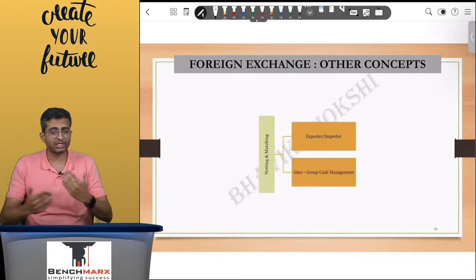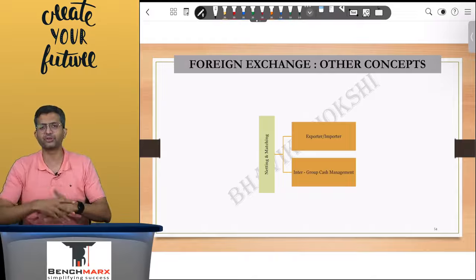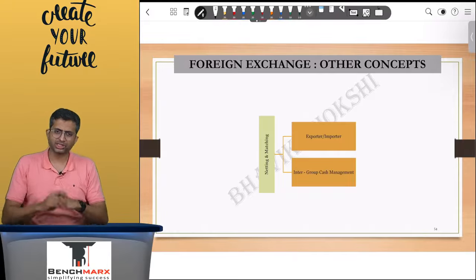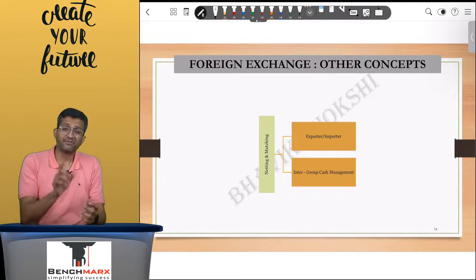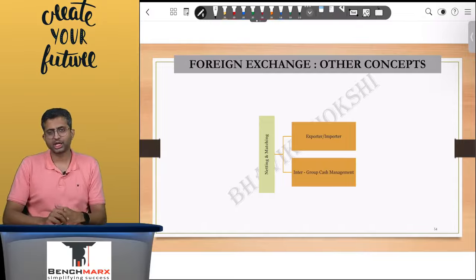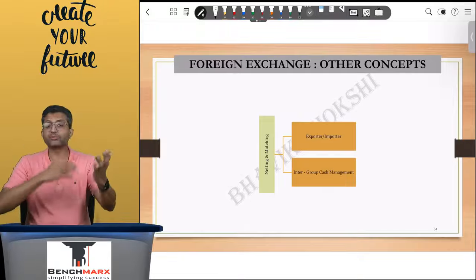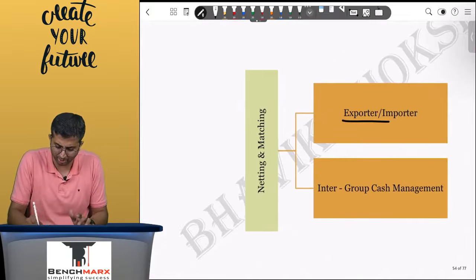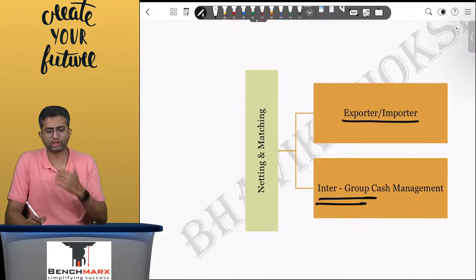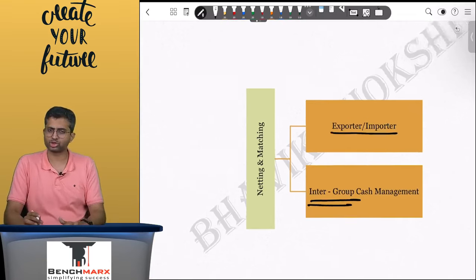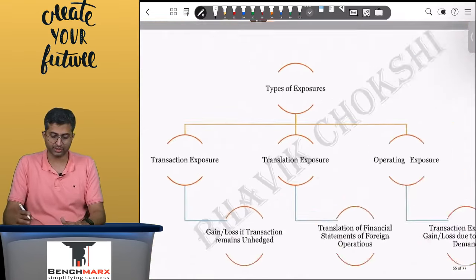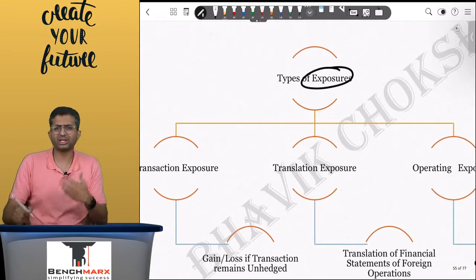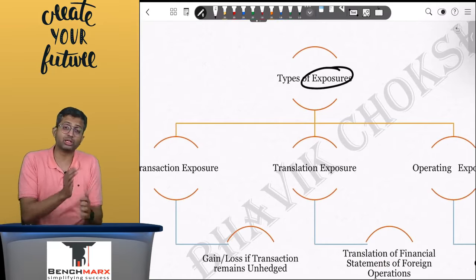Or I may be a multinational corporation who has trading in different currencies. I might have to find out the net balances that I pay rather than making full payments in each currency. So this is about netting and matching. There can be exporter-importer case, intergroup cash or transaction management also can be covered here. Fairly simple concepts.